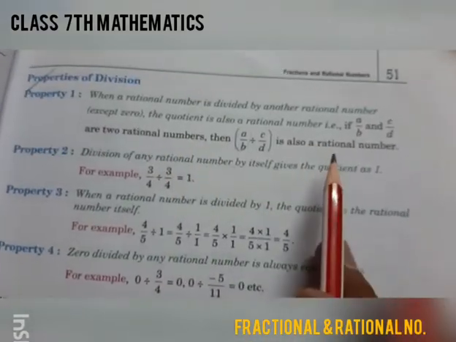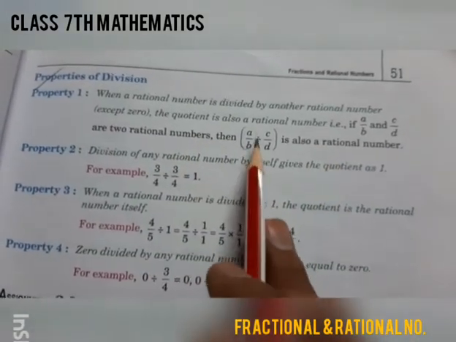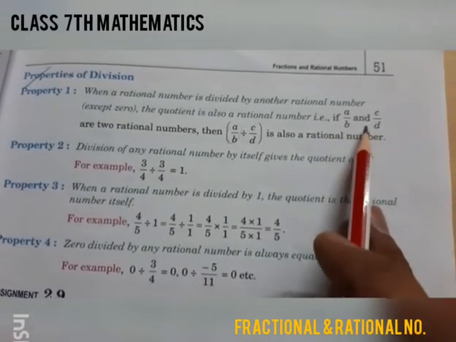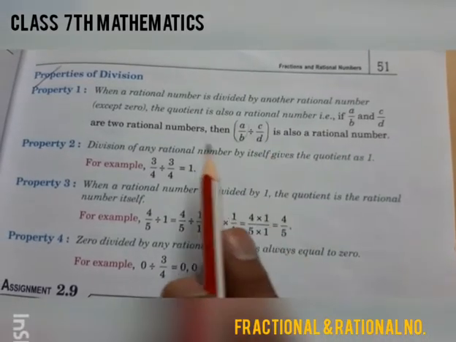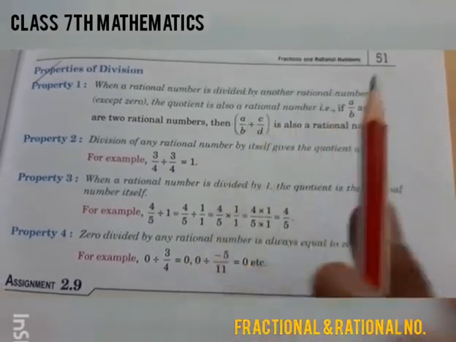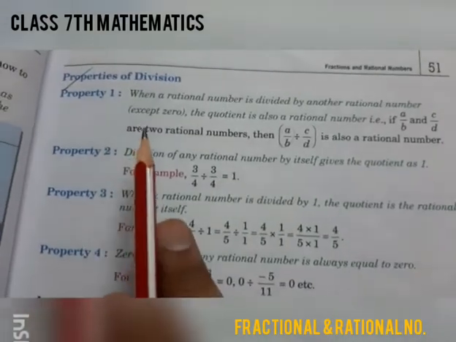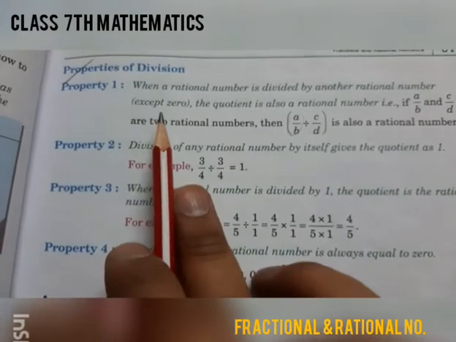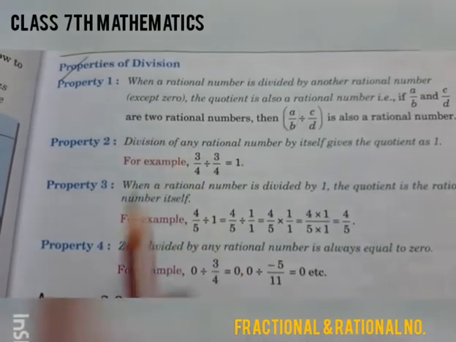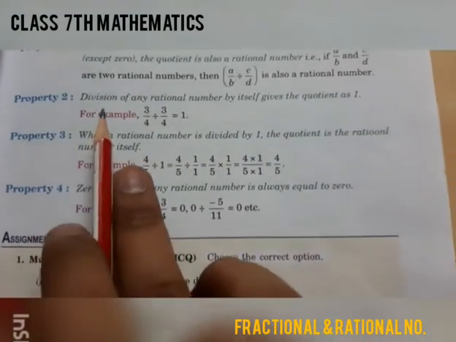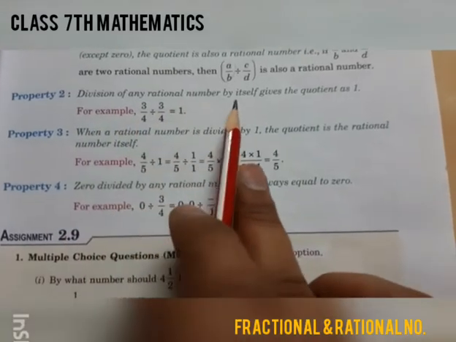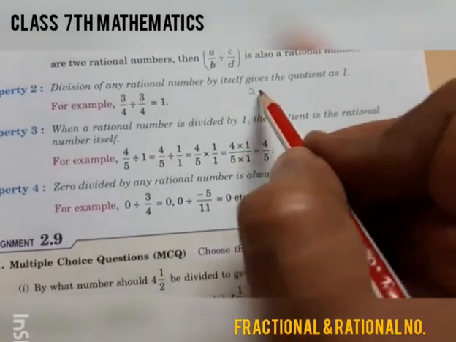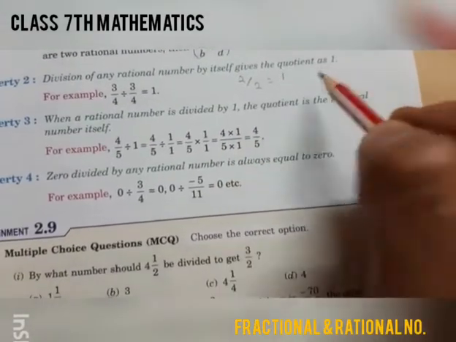This is what the property is saying: when a rational number is divided by another rational number, the quotient is also a rational number. But this does not apply in the case of zero, because anything divided by zero gives a result that is not defined. Now property number 2: division of any rational number by itself gives the quotient as 1. It's very natural. If any number is divided by itself, the result is always 1.